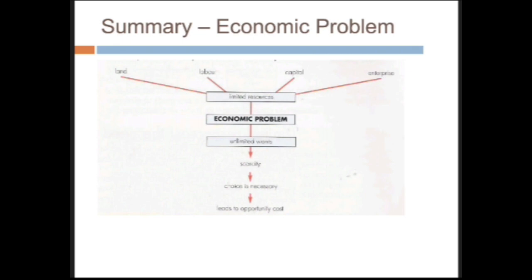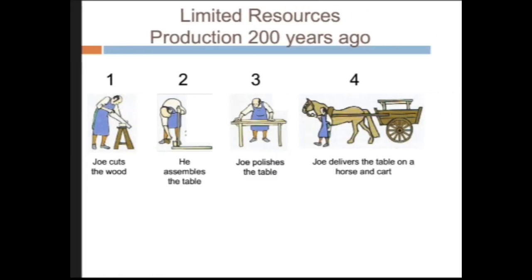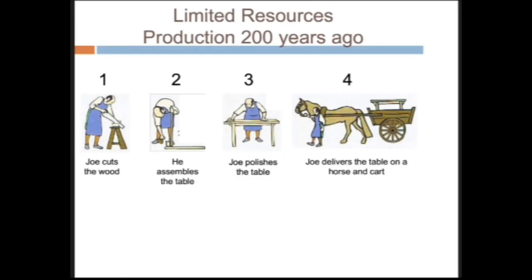What to lose, what to have. This leads to opportunity cost. Something you lose will cause opportunity cost. Limited resource production: 200 years ago, Choi cut the wood, he assembled the table, and Joe polished the table.